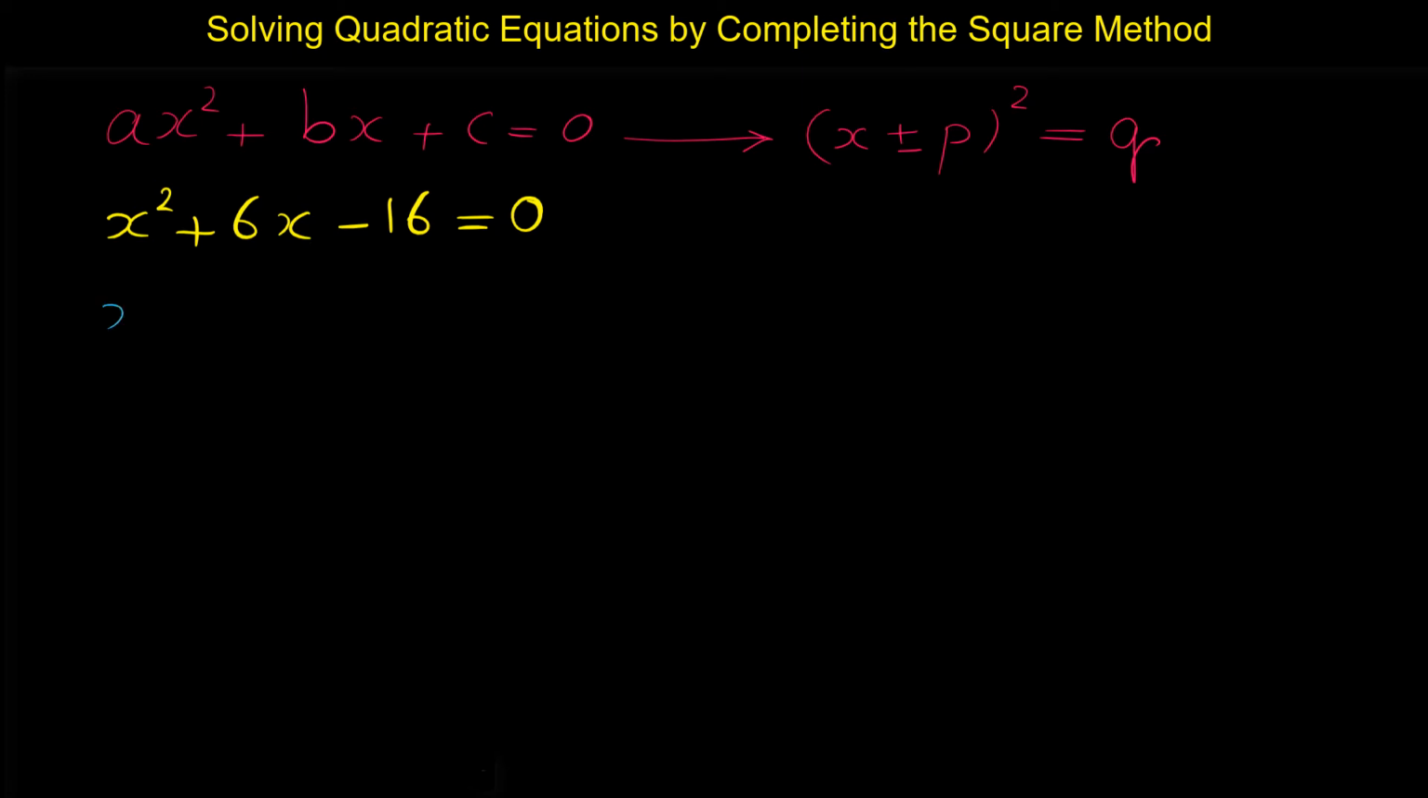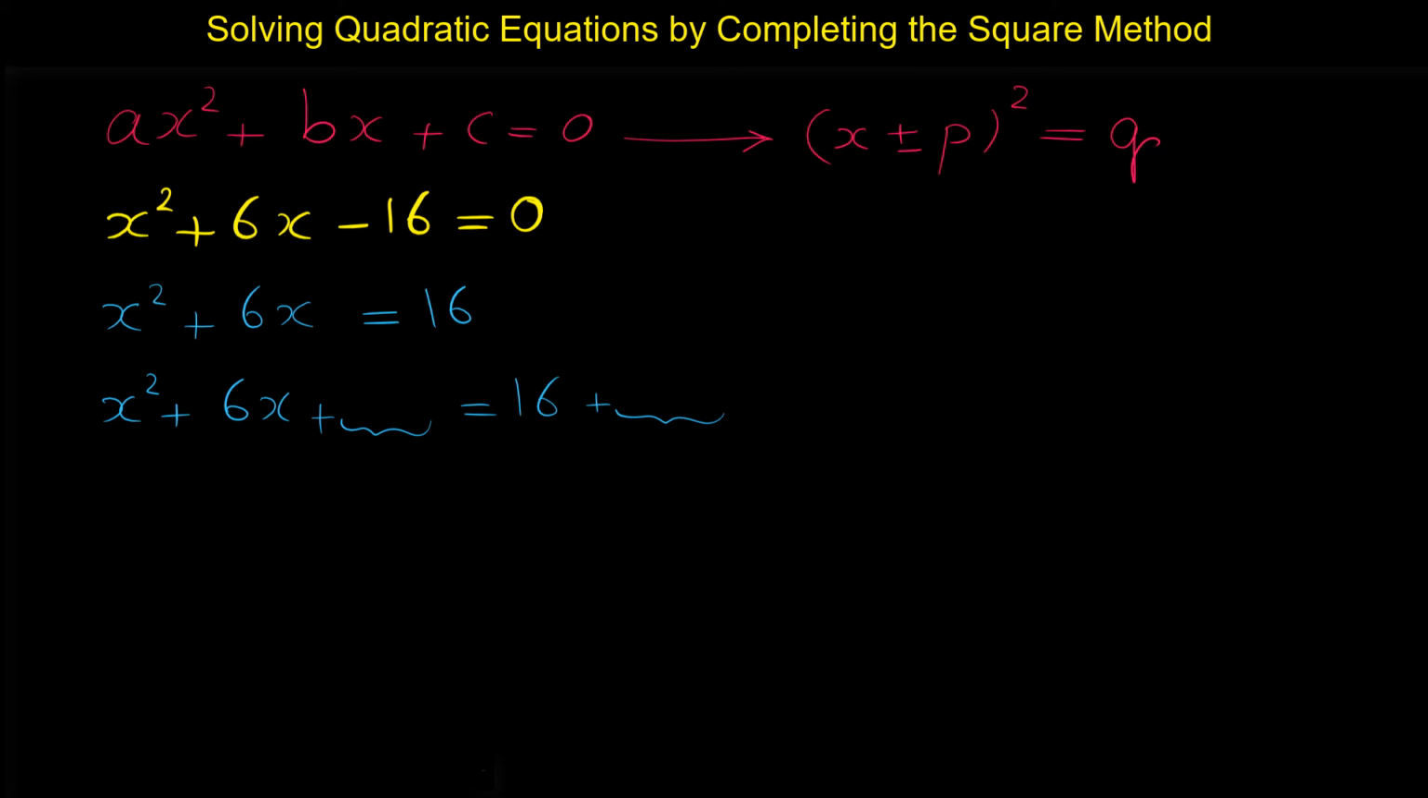The first step is to move the constant of the quadratic equation, which in this case is negative 16, to the other side of the equation. If we move negative 16 to the other side, we have 16. The next step is to add a number to the left side and the right side of the equation. But what is the number that we have to add to the left and right side of this equation?